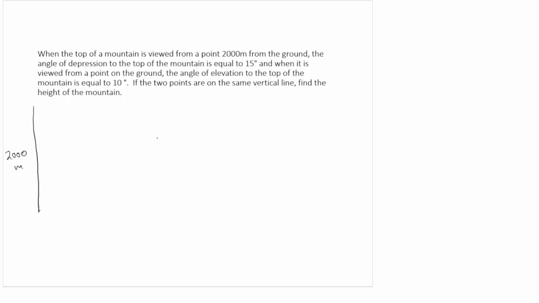And we're looking at a mountain that's some distance away. Let's make some assumptions here that we've got some right angles. When the top of the mountain is viewed from a point 2,000 meters from the ground, we have an angle of depression to the top of the mountain, so we know that the mountain is less than 2,000 meters. We're above the height of the mountain. We're looking down at the mountain's top, and we know that my angle of depression to that is 15 degrees.